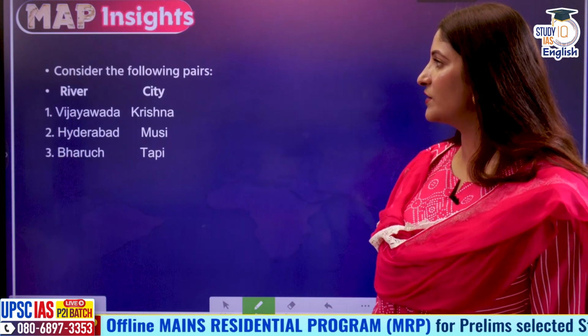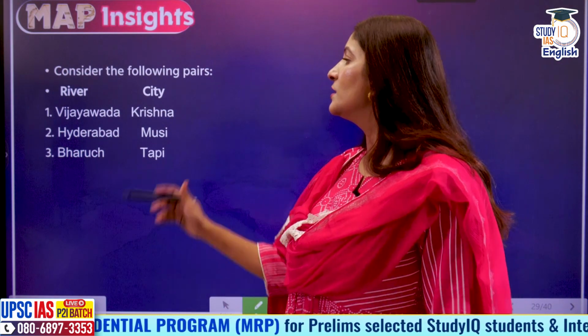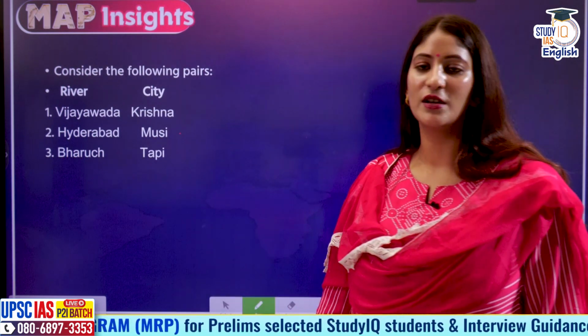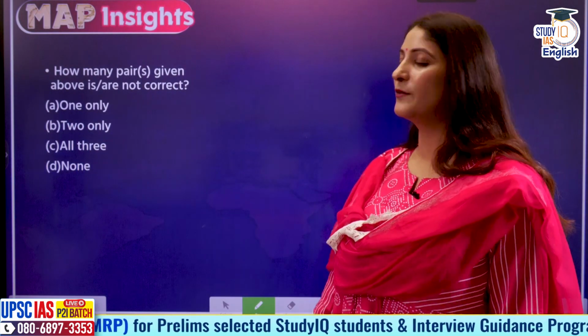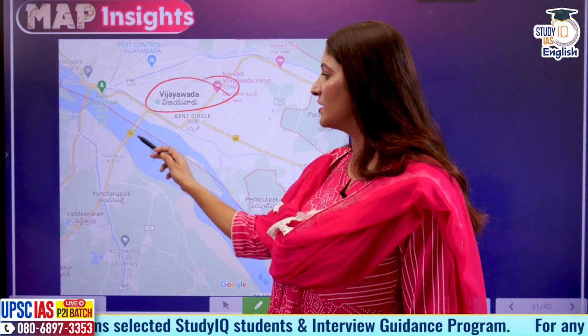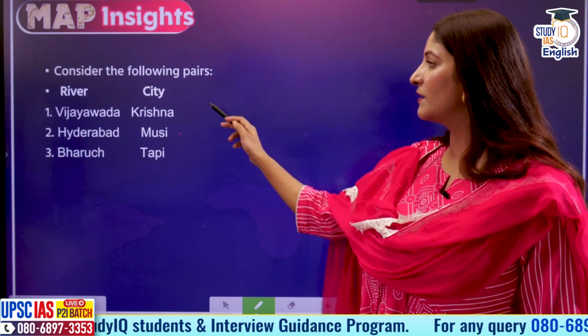Moving on to the next question, consider the following pairs. We have to match the river and the city that is situated on its bank. So Vijayawada, Krishna, Hyderabad, Musi, Bharuch, Tapi. So let us see how many of the pairs given above is or are not correct. If we talk about Vijayawada, yes, it is situated in Andhra Pradesh, of course, at the banks of the Krishna river. So the first is correct.